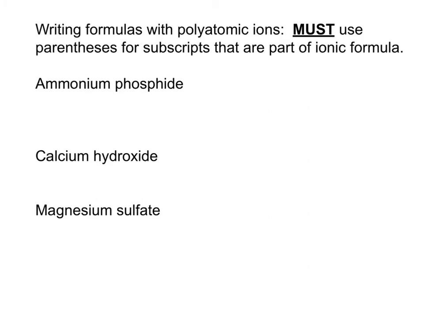The first thing is that you have to use parentheses anytime you're using polyatomics. You don't want those subscripts to be flip-flopped when you do your crisscross method. The first example is ammonium phosphide. Ammonium is NH4+. How did you know that, Mr. Hunter? I just memorized it. And then phosphide is P3-.